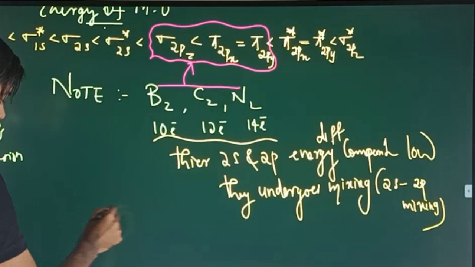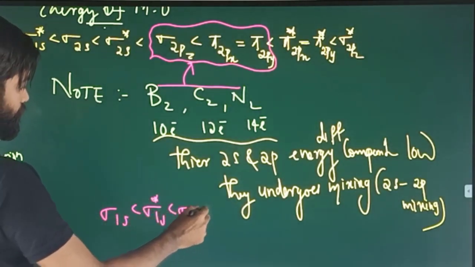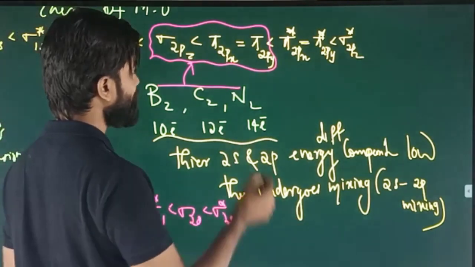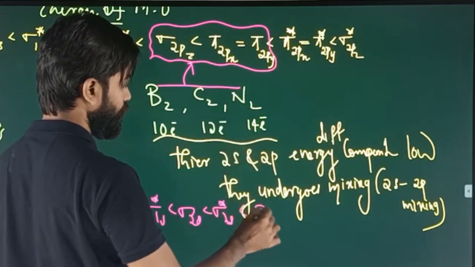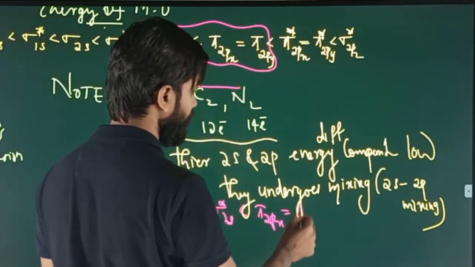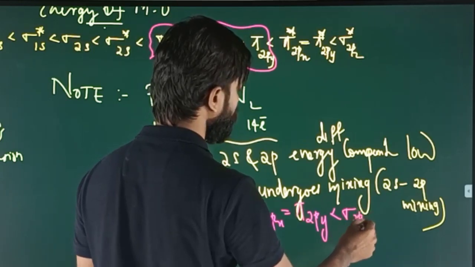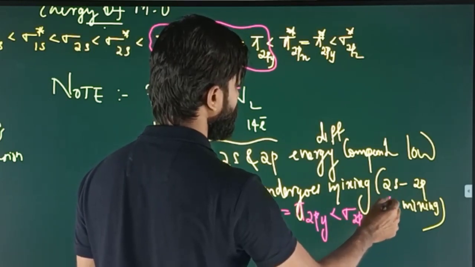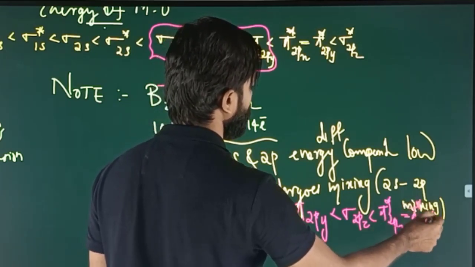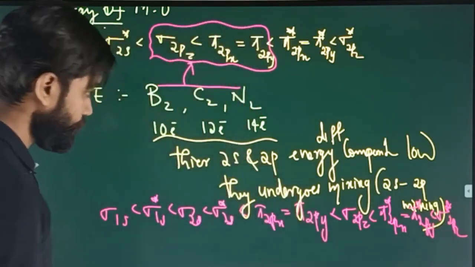Okay, what about the order? Sigma 1s, sigma star 1s, sigma 2s, sigma star 2s. This much there is no problem. Followed by, due to 2s2p mixing, the energy order for this one is different. So followed by the pi, then the sigma: pi 2px, pi 2py less than sigma 2pz less than pi star 2px. The remaining is the same: pi star 2py, sigma star 2pz. Okay, fine. So this is the case.